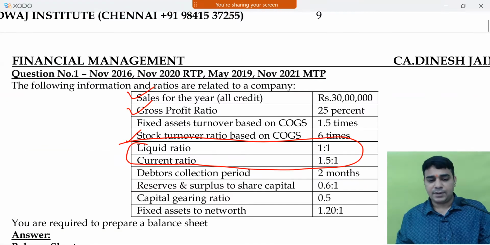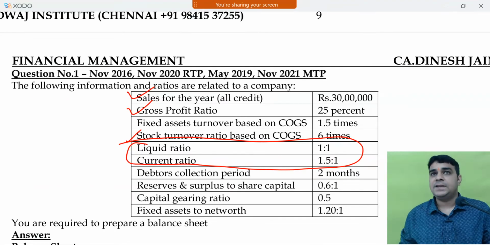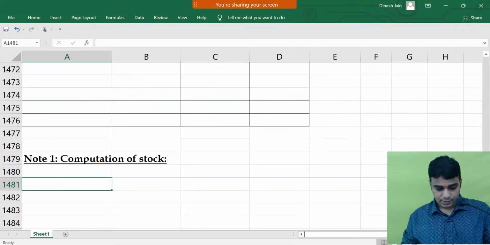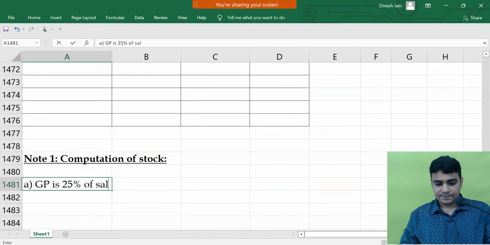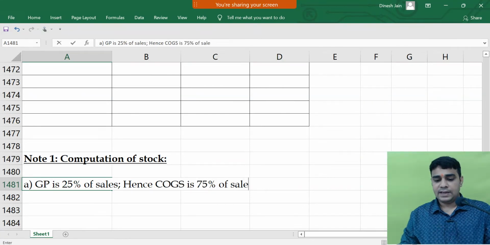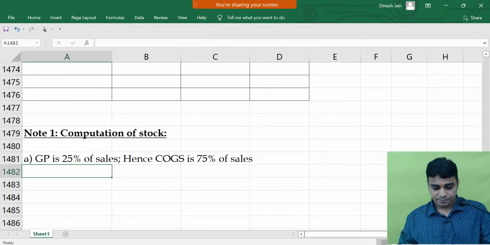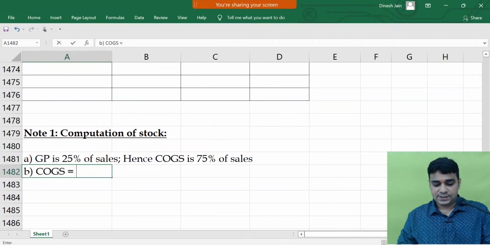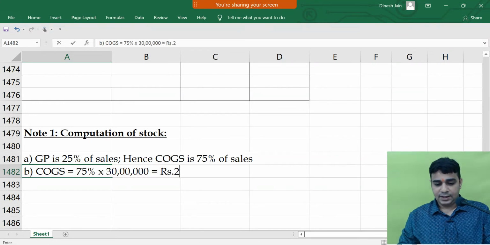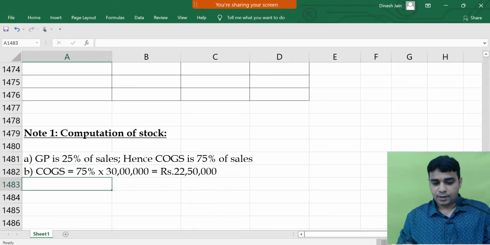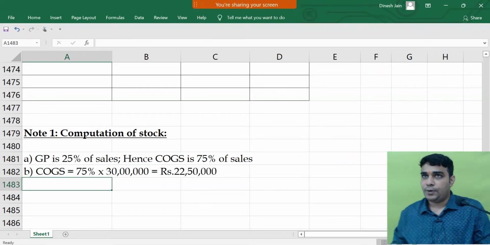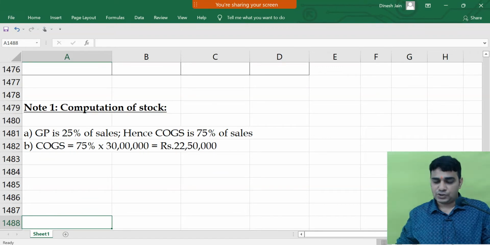Now what the question has mentioned is sales is 30 lakh, GP margin is 25%. So GP is 25% of sales, hence COGS is 75% of sales. I can say COGS is equal to 75% into 30 lakh, which is 22,50,000, and I can use the formula.